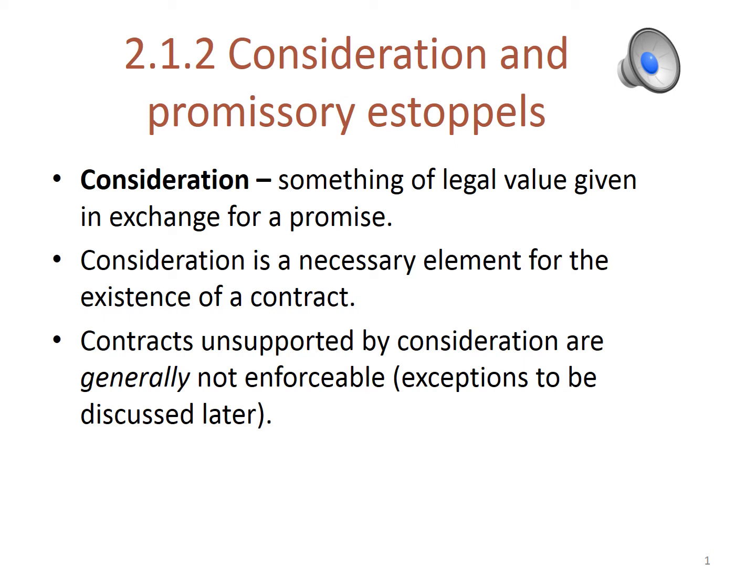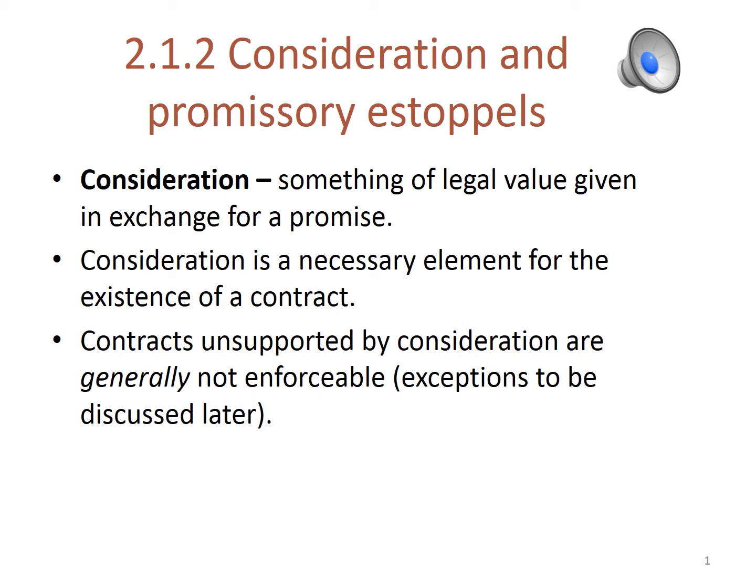Hi everyone. In the previous section, we already looked at the first essential element of a valid contract, which is agreement. Now we look at the second element of a valid contract, which is consideration. So what does consideration mean? Consideration means something of legal value given in exchange for a promise.